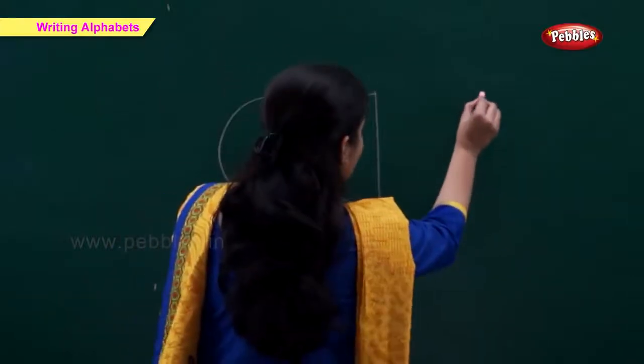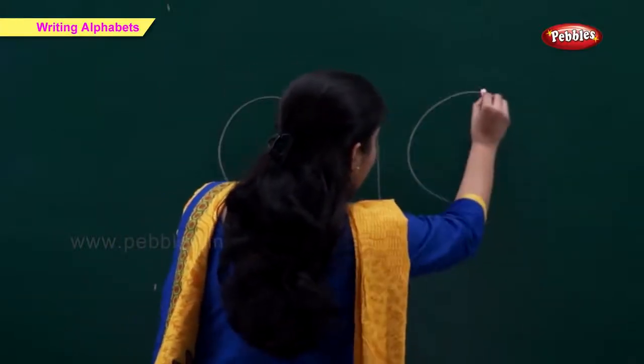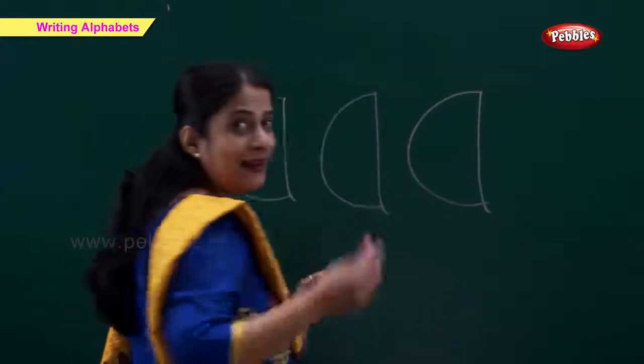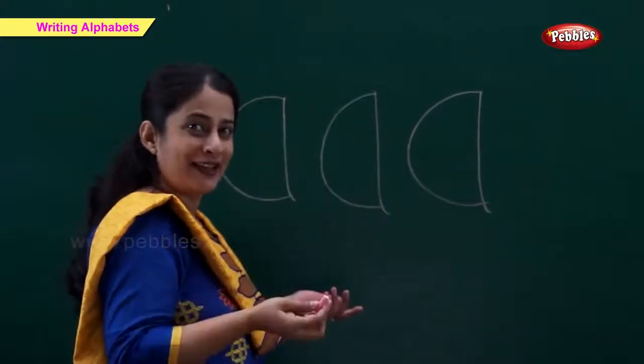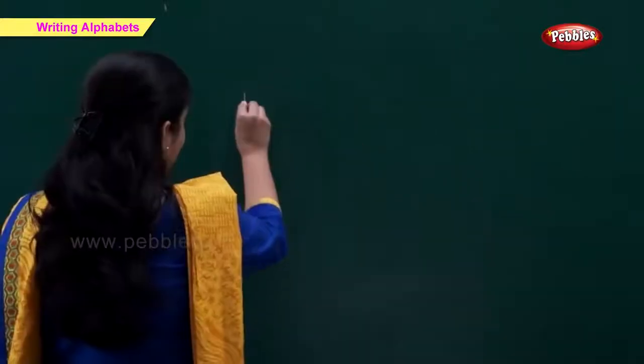Again, a curve and a standing line makes small a. Now we will write small b.